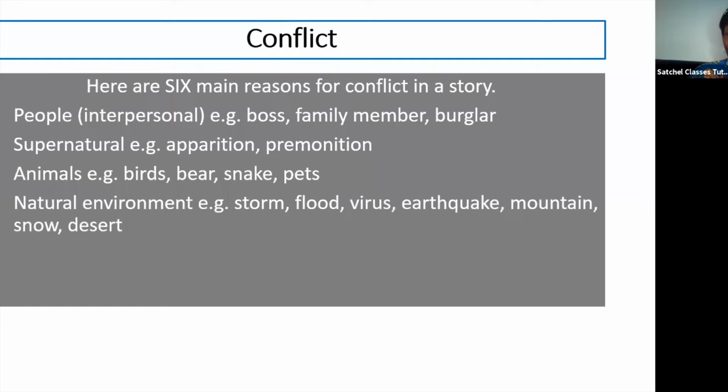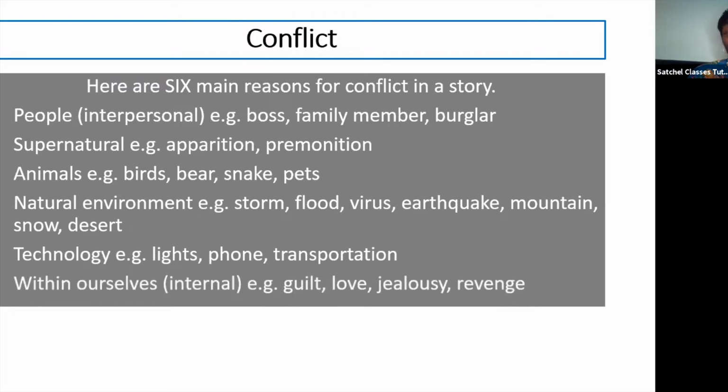You could have some kind of natural environment conflict. We've got storm or a flood, a virus, an earthquake. Something is happening in the environment that creates a problem for the character. You can have a technological conflict, so maybe the lights or the phone or transportation stops working. Or you could have conflict within themselves, so interpersonal or internal conflict where there's guilt or love, jealousy and revenge.